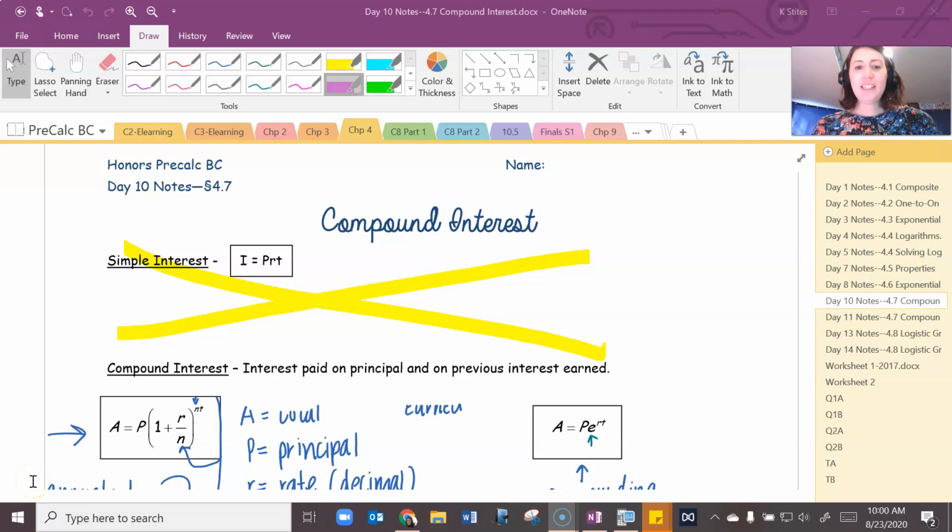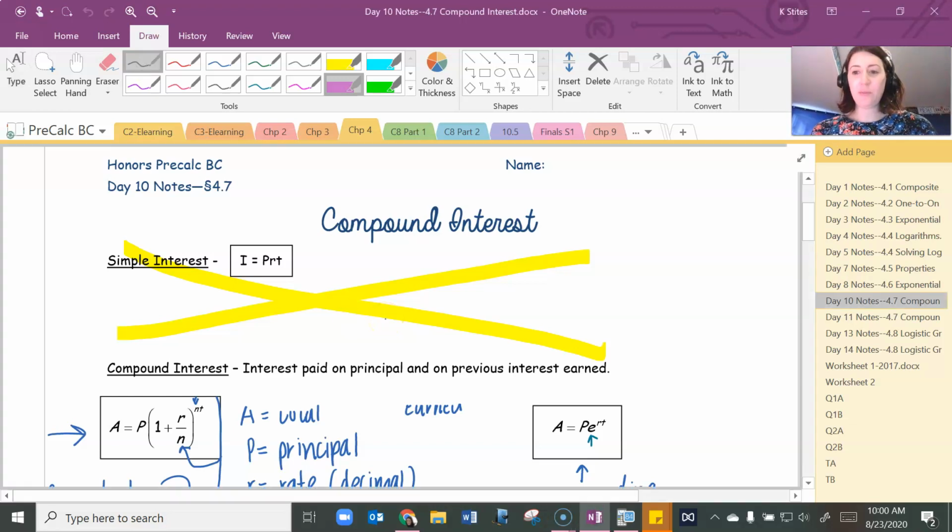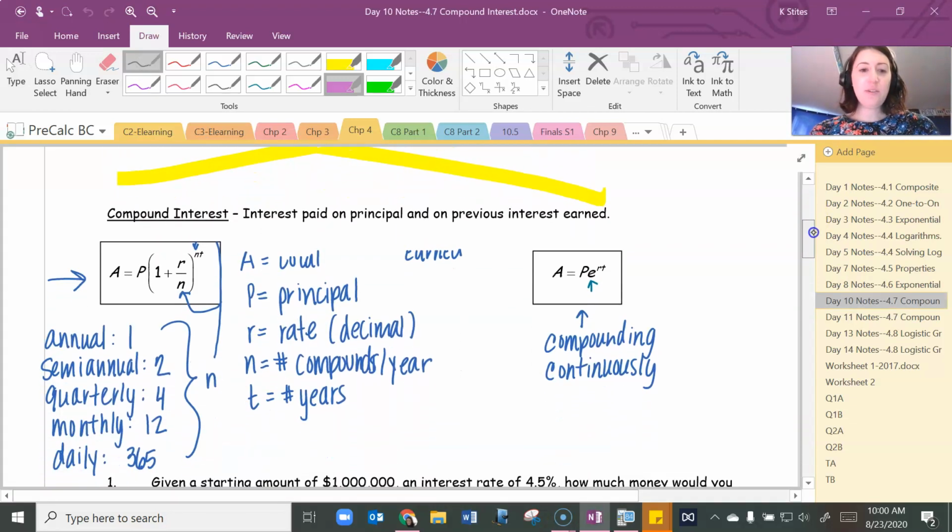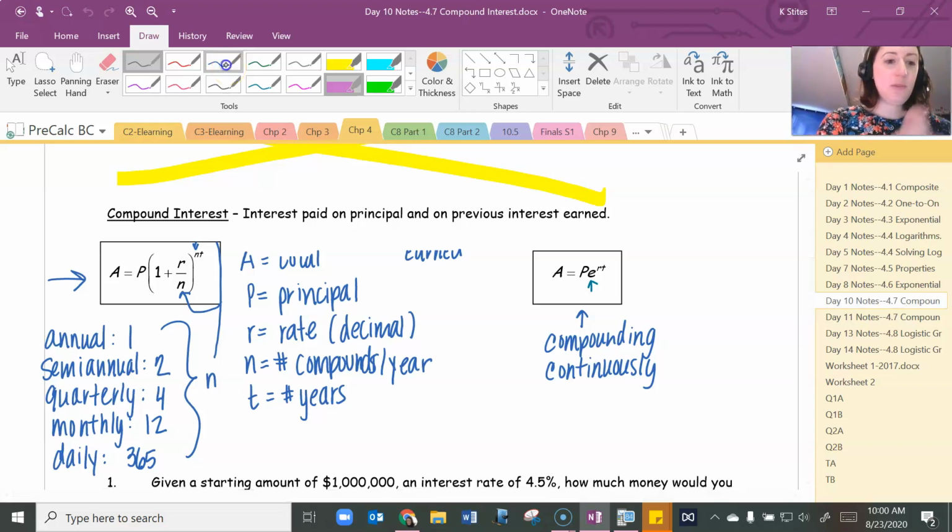Hello Precalc BC. Today we are doing a review of compound interest, which is here. We are going to skip our little section on simple interest here, so please ignore that. And then you can go ahead and write down this information here, which should be review.